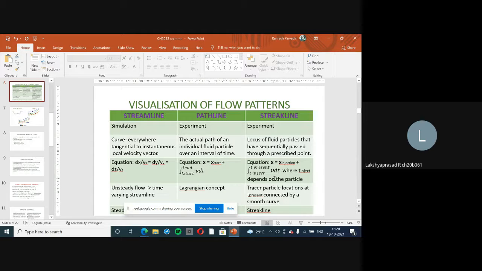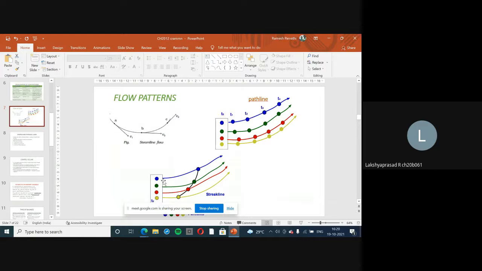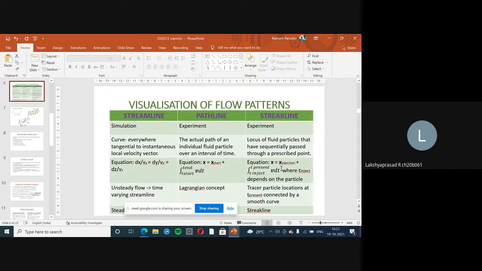And how do we obtain the equation for that? It is as shown over here: x is equal to x inject plus the integral of v dt from t inject to t present. The injection point for all of the particles will be the same, so x inject will be the same for all of them. However, t inject will be different. And t present is the instant at which we are interested.